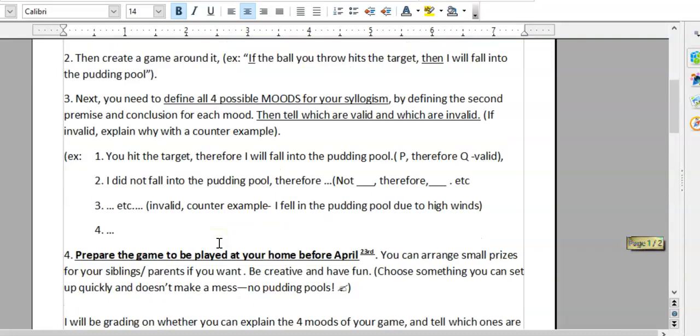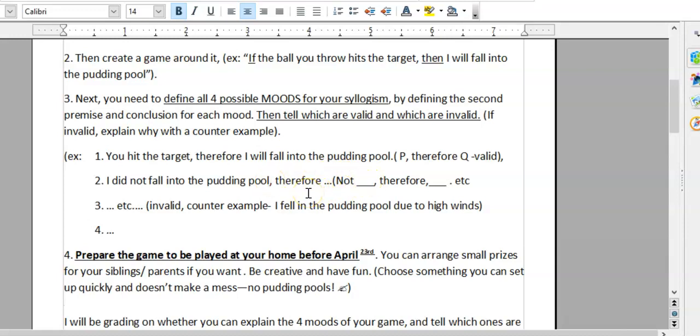So for example, we start with the same major premise. Your first mood would be if P, then Q. So the first one would be P. P happened. You threw the ball and it hit the target. Could we come to a valid conclusion about whether Q happened or not? So basically you would say, if the ball you throw hits the target, then yes, Q would happen. I would fall into the pudding pool. That's a valid conclusion. Okay, how about this one? You did not fall into the pudding pool. So Q did not happen.